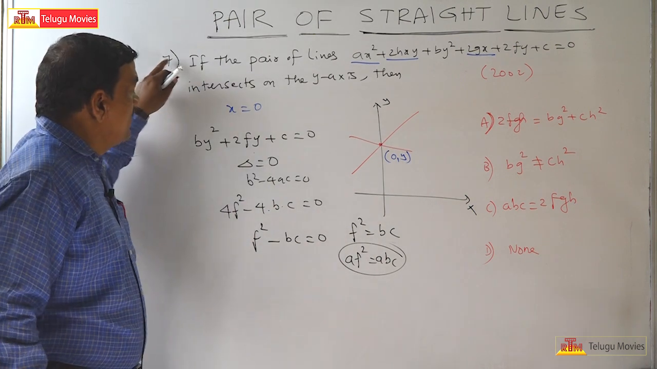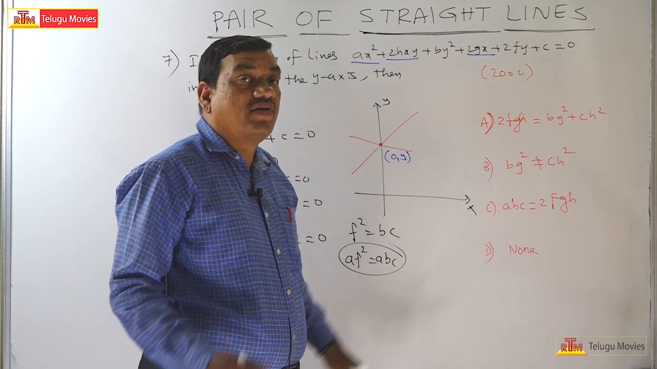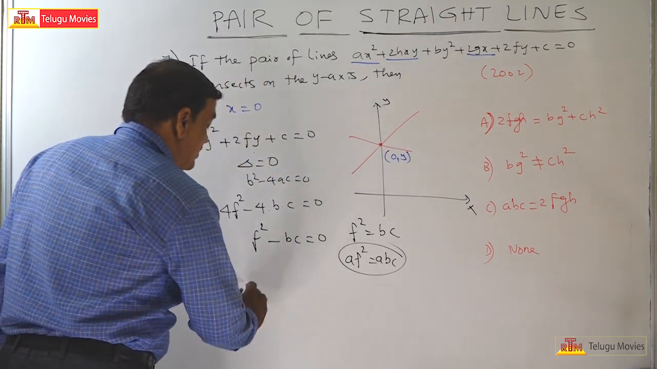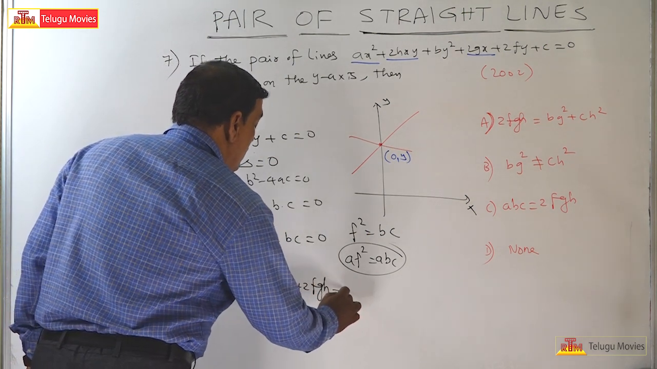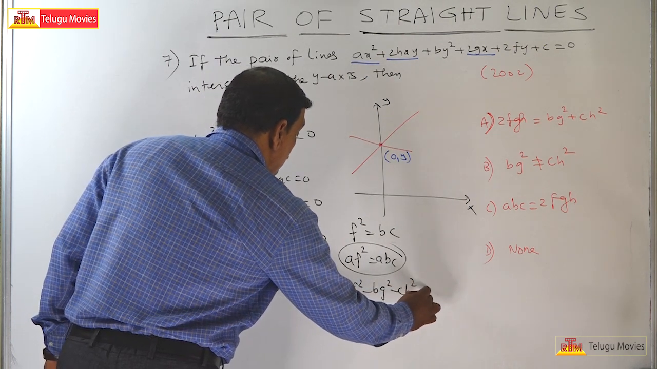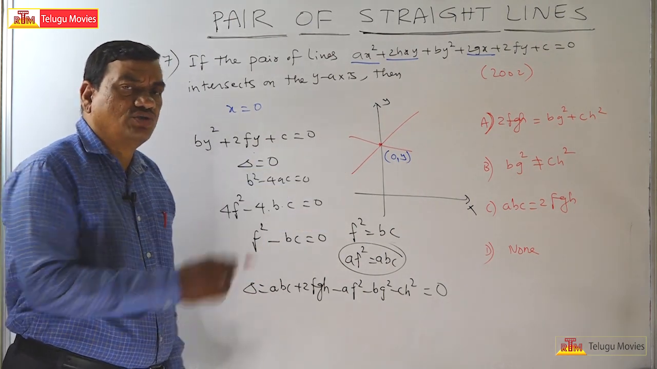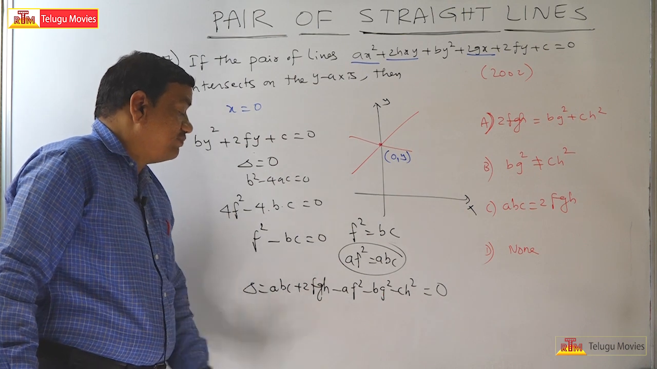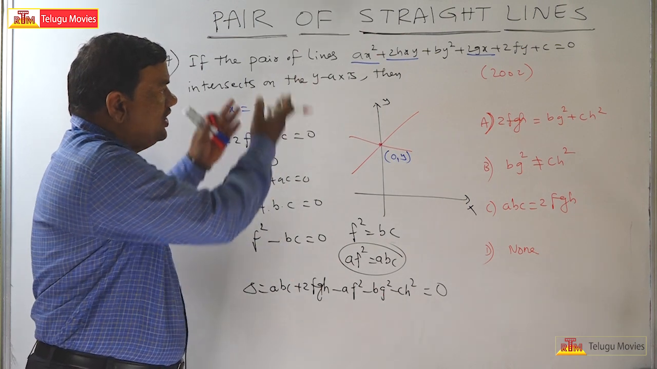Now coming to it, this equation represents a pair of lines. Already we know the condition, which we explained in the beginning. Delta, that is abc plus 2fgh minus af square minus bg square minus ch square, is equal to 0. Of course, h square greater than or equal to ab, and g square greater than or equal to ac, that also is there. So abc plus 2fgh minus af square minus bg square minus ch square is equal to 0. It is already the condition.